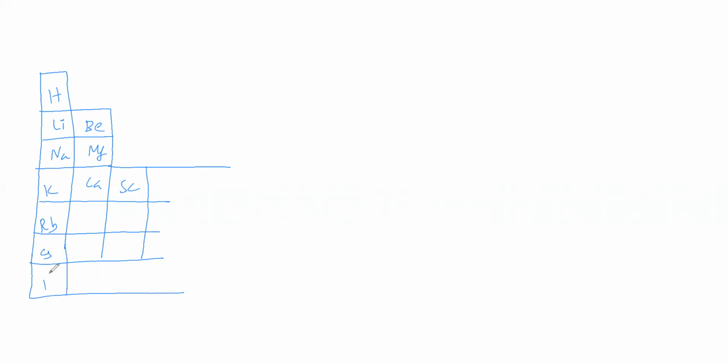Next we will give francium. Here beryllium, magnesium, calcium, strontium, barium, radium. Here scandium, titanium, not scandium, yttrium, lanthanum, actinium. Okay, so like this the elements are arranged.